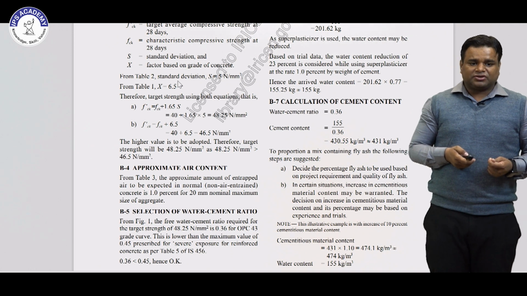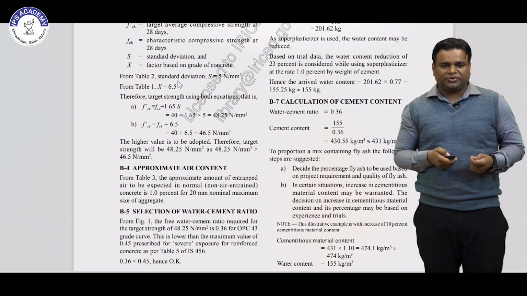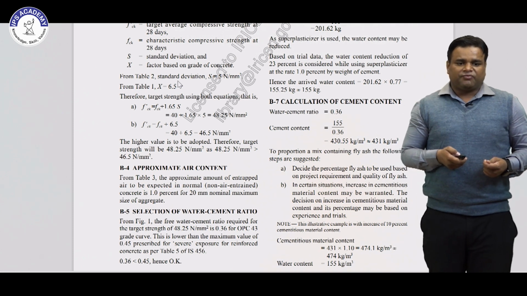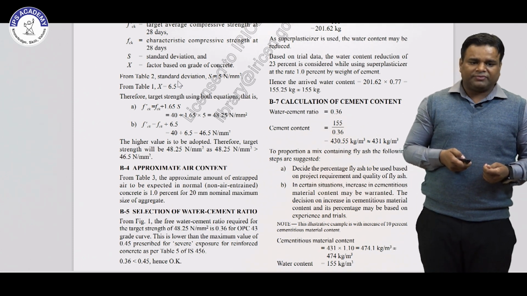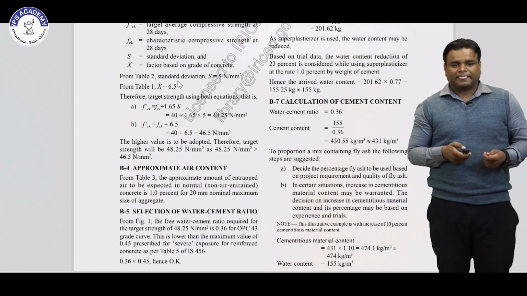Then selection of water cement ratio. From figure 1, the water cement ratio required for a target strength of 48.25 is 0.36, as we have seen in the previous question also.